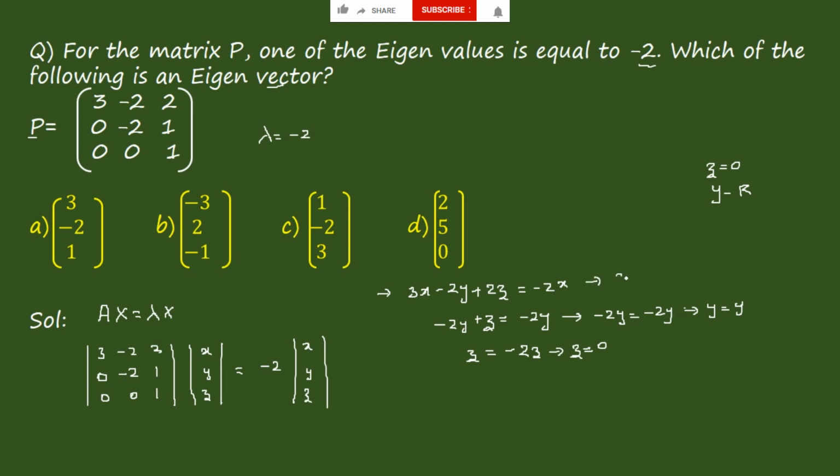Then we get 3x minus 2y plus z, where z is 0, is equal to minus 2x. Right. Then we get 5x minus 2y is equal to 0. Then on substituting we get x is equal to 2y by 5. Right? Now see the options. We got z is equal to 0 in the D option only. When y is equal to 5, then we get x is equal to nothing but 2. Right? So it is satisfied with the option D.